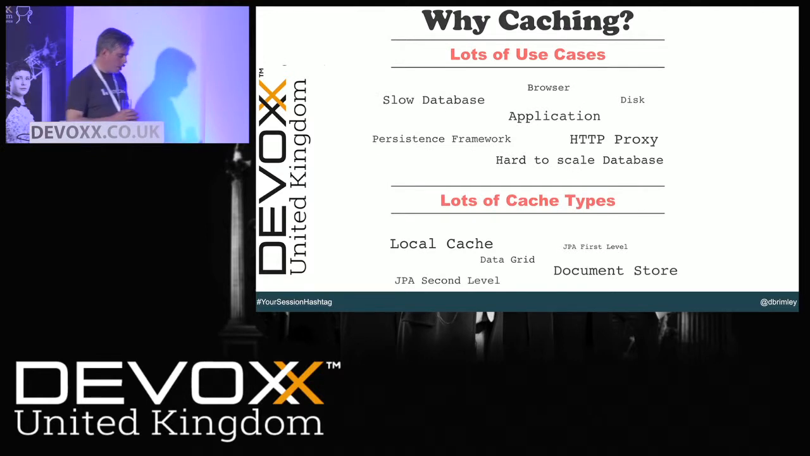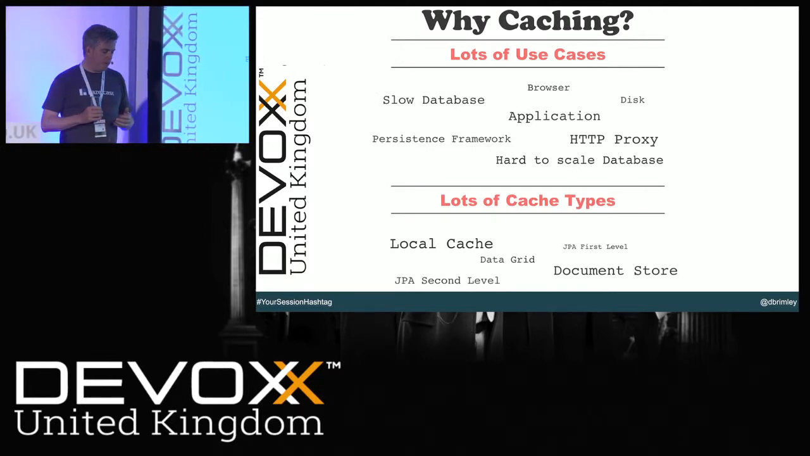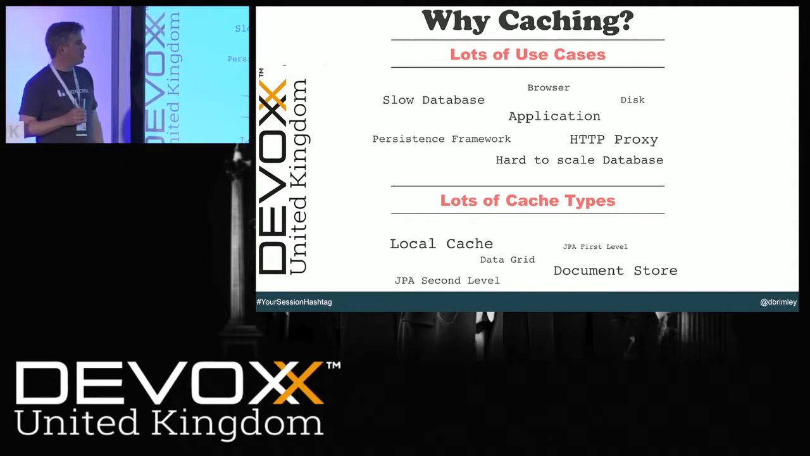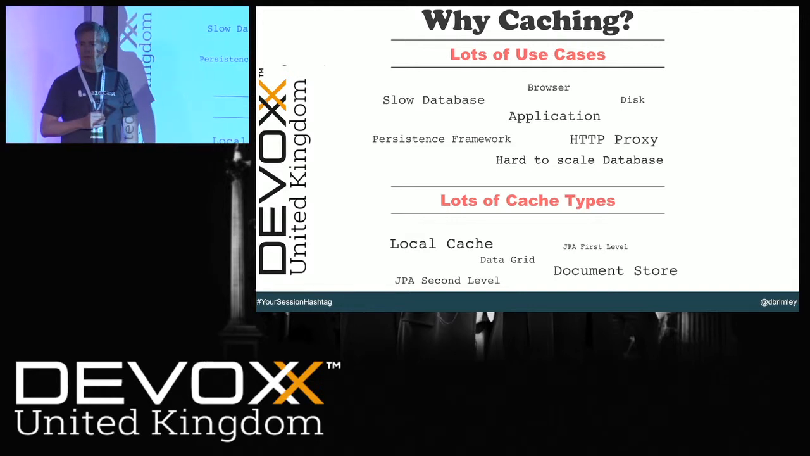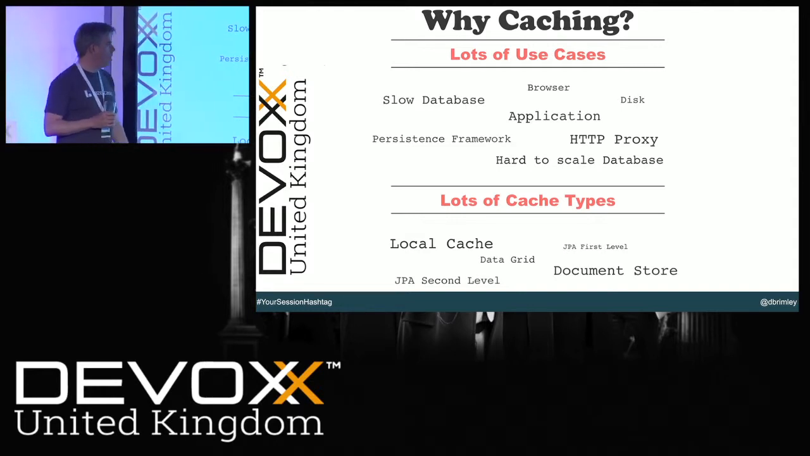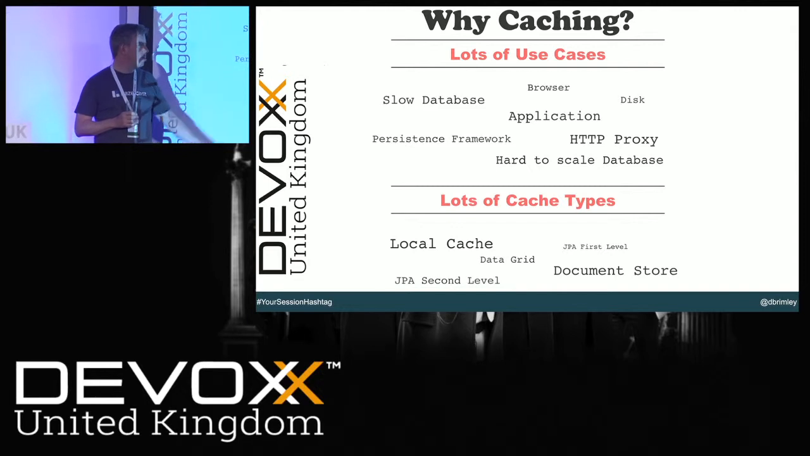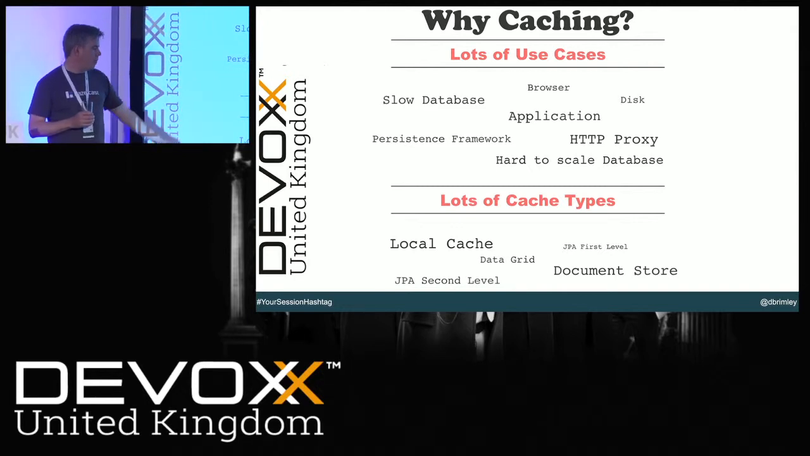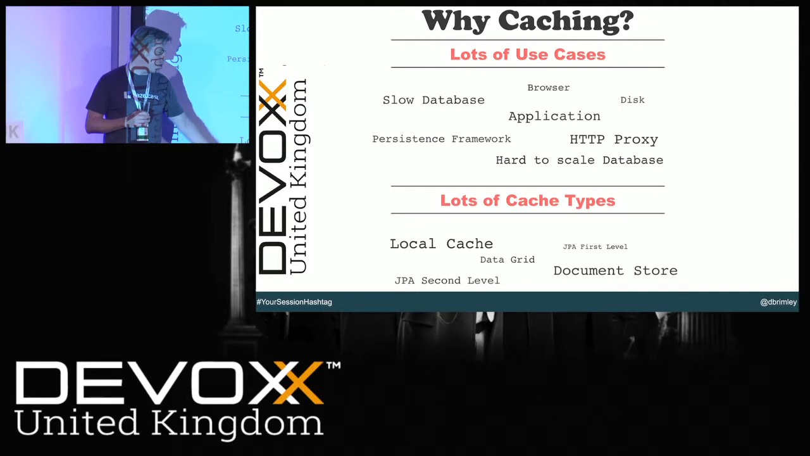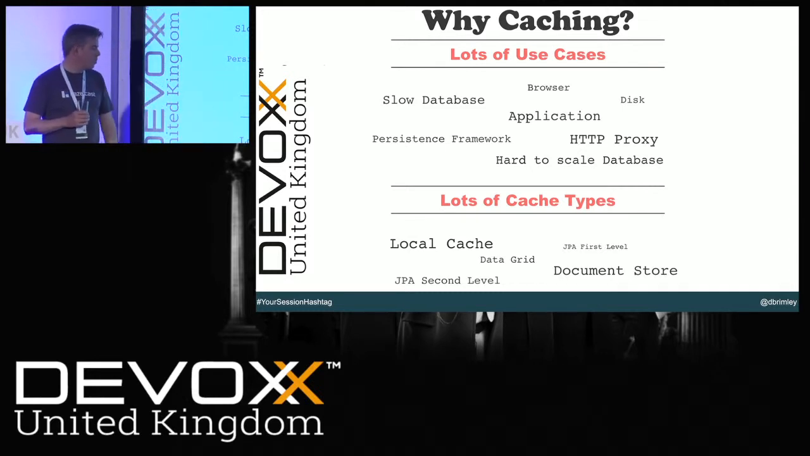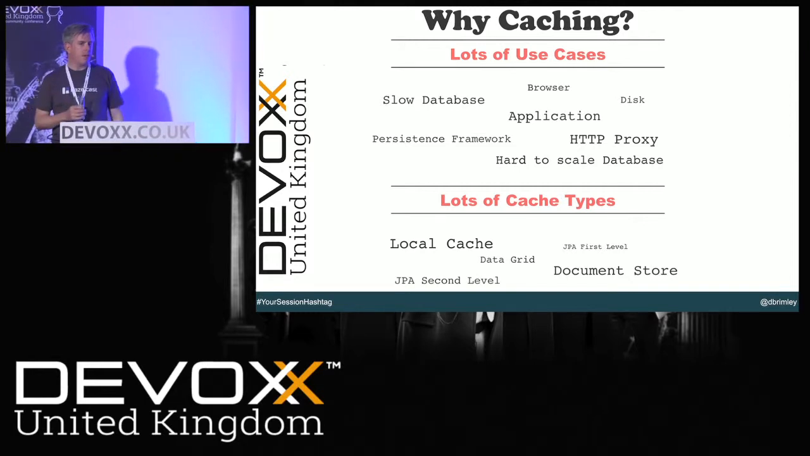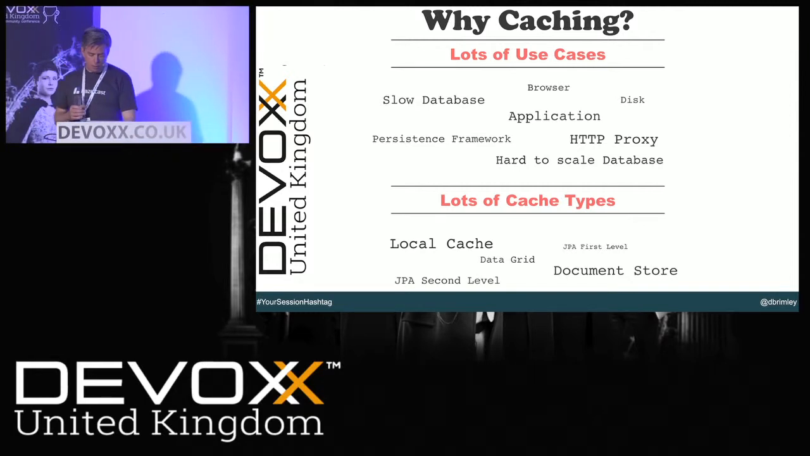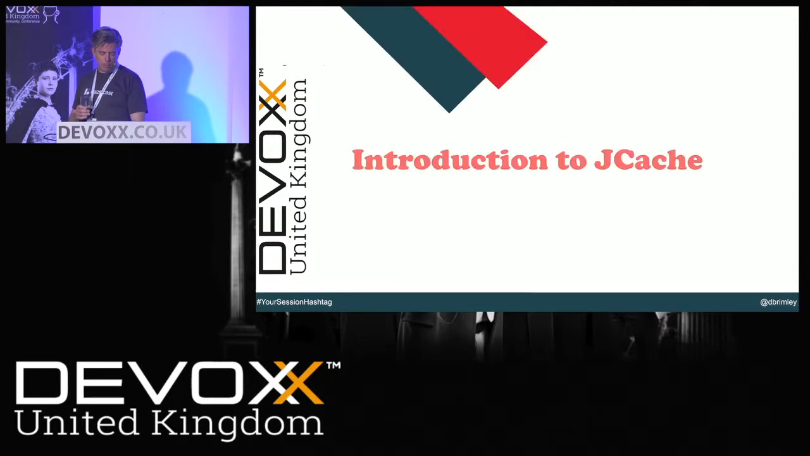Okay, so in terms of the application of this, you can use it, as I said. Slow database was the problem we spoke about earlier. You've got persistence frameworks, HTTP proxies, and for that you would use local caching, data grids, document stores, second level caches. Caches exist in all sorts of parts of our software, okay? And how we deal with them. So, JCache.